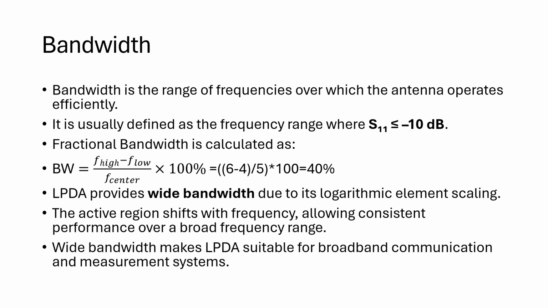The next parameter that we are going to discuss is bandwidth. The antenna operates from 4 GHz to 6 GHz. The calculated fractional bandwidth is around 40%, which clearly indicates the wideband performance. This bandwidth is achieved due to the logarithmic scaling of dipole elements.